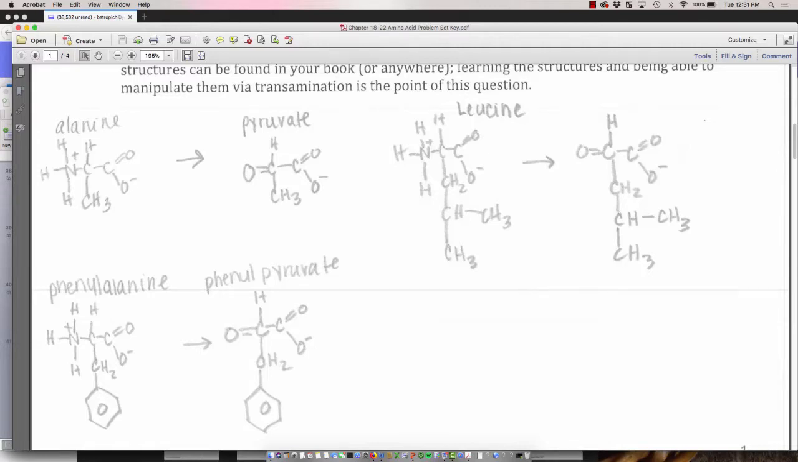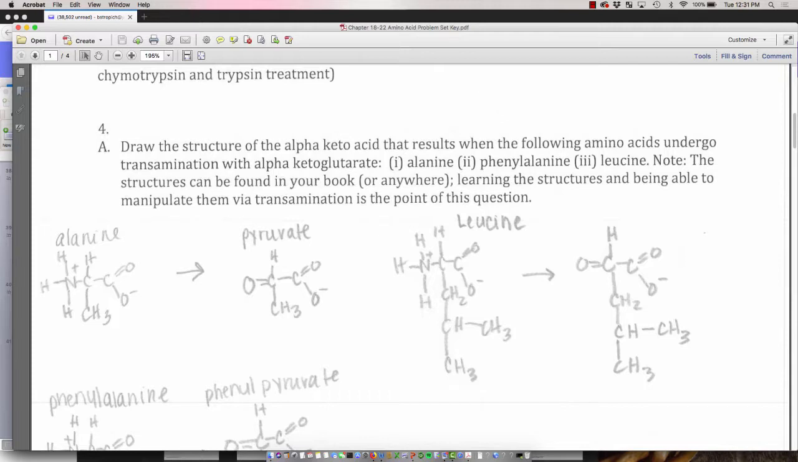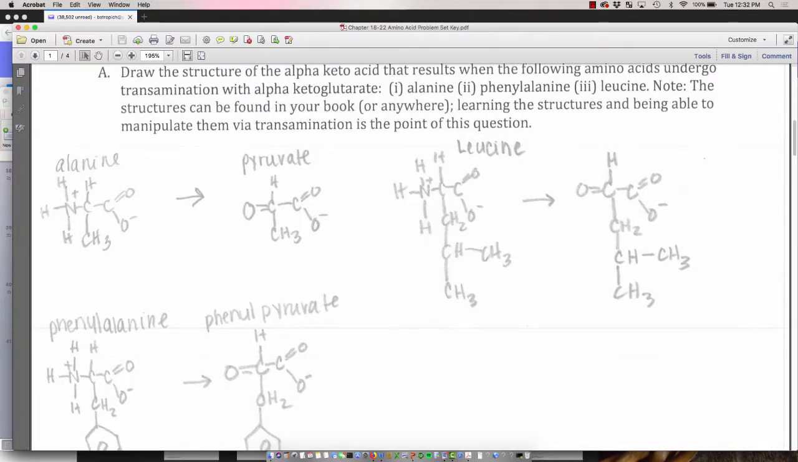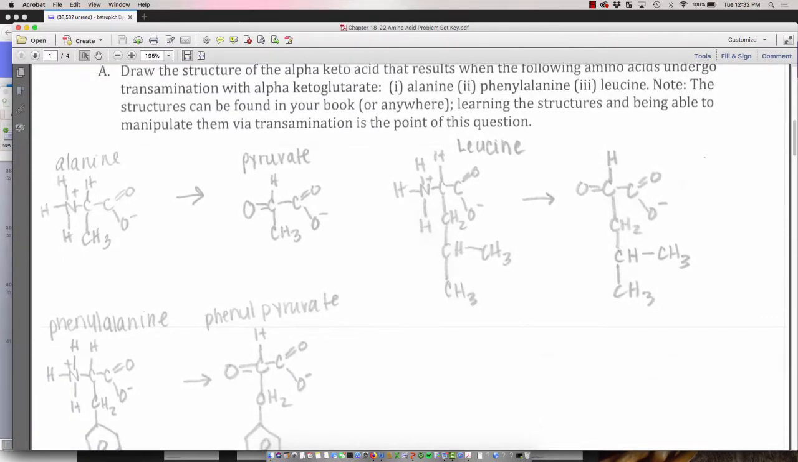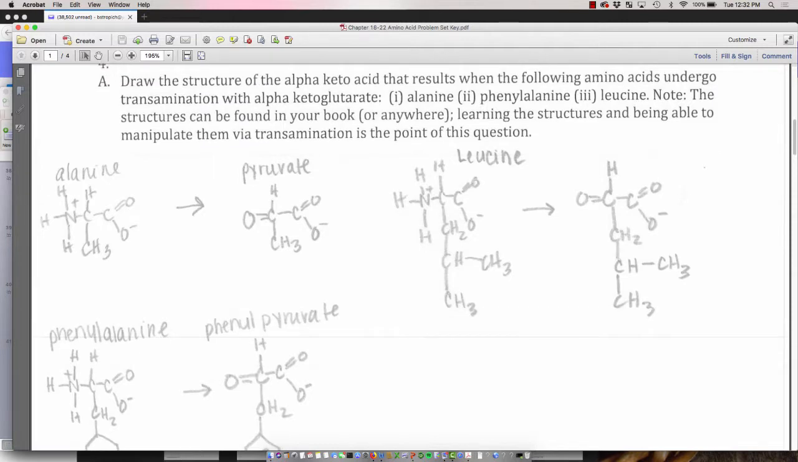Actually a pretty major mistake on the problem set. This is pertaining to problem 4A, where you have to draw the structure of an alpha keto acid that results when an amino acid undergoes deamination through a transamination reaction.